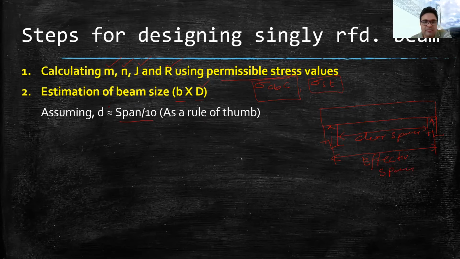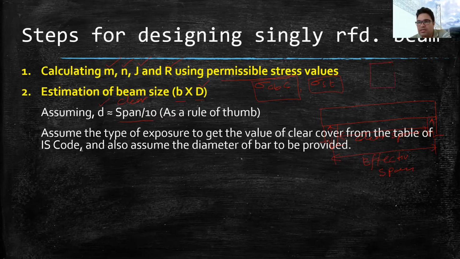So generally what we do is we try to assume the effective depth, which we generally represent by small d, as span by 10. So here span is basically the clear span. So generally we take the clear span by 10, and by this thumb rule, we try to find out the small d value.